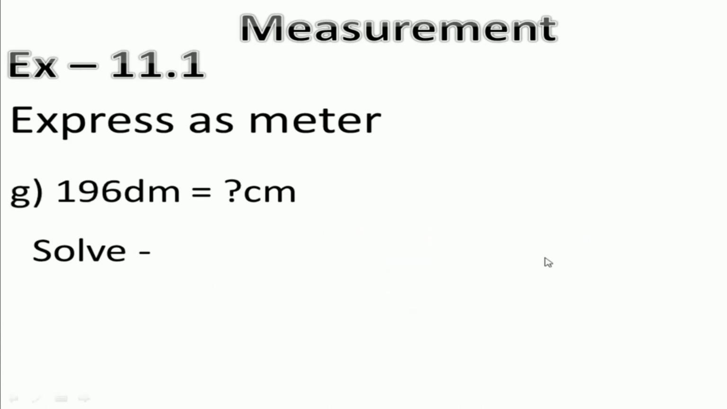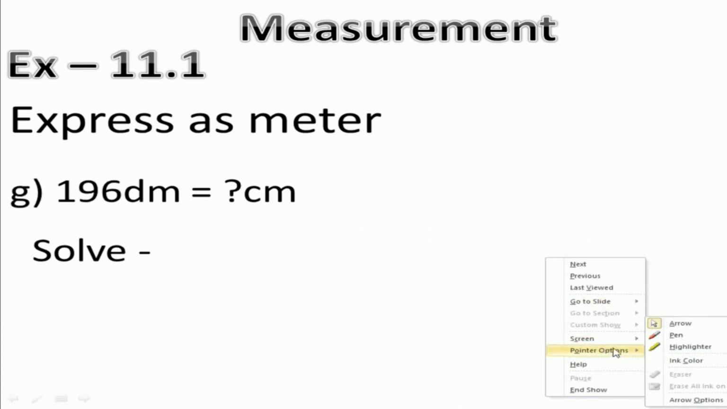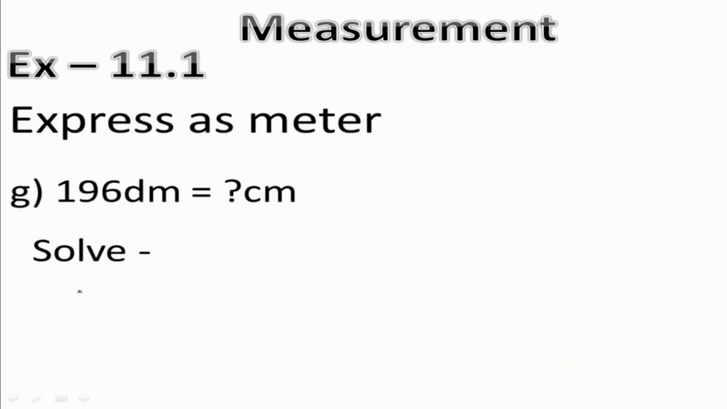Next, 196 decimeter. 1 meter equals 10 decimeter. So we will divide 196 by 10. Let's divide 196 by 10. 10 into 1 equals 10.